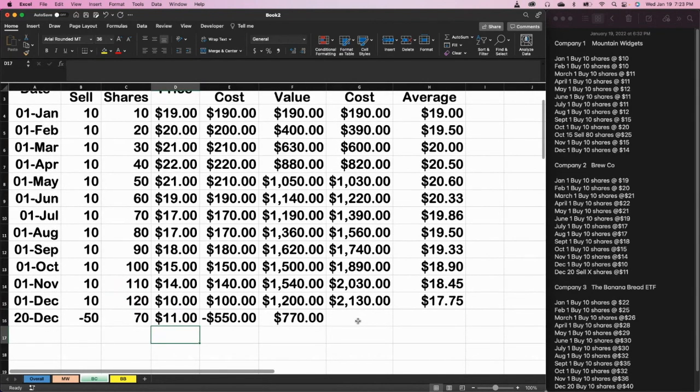The value, 770. Now, cost, remember, we don't just drag it down. It's now equal to this times our number of shares. So 70. So there is our cost. So 1775, it stays the same. Now, in this case here, we're going to be taking a loss.